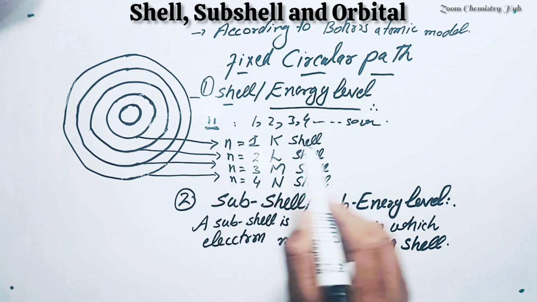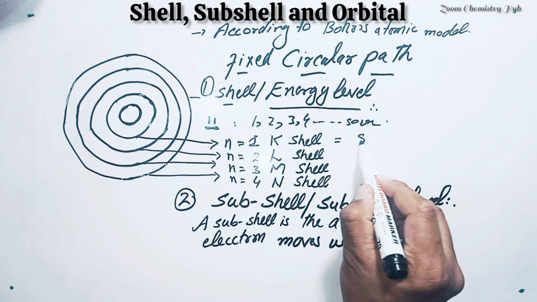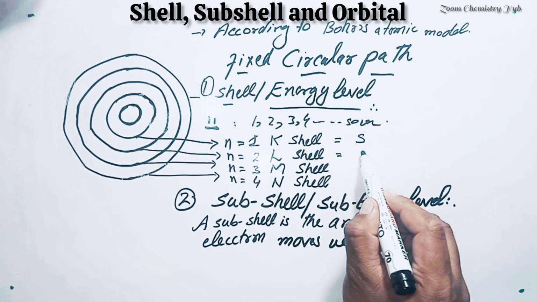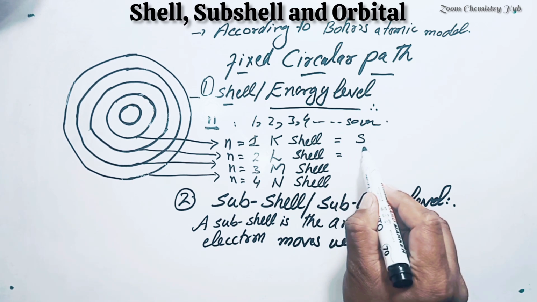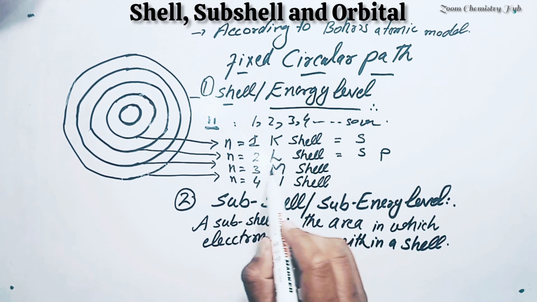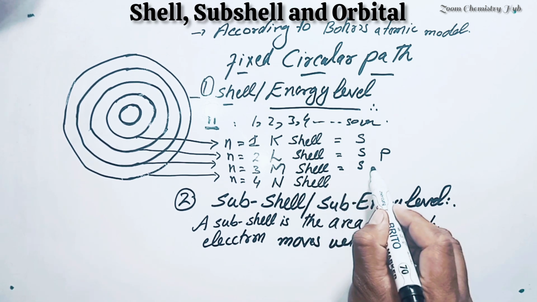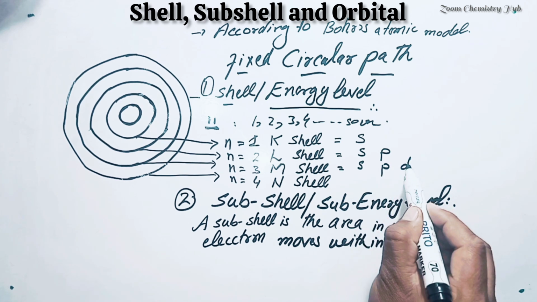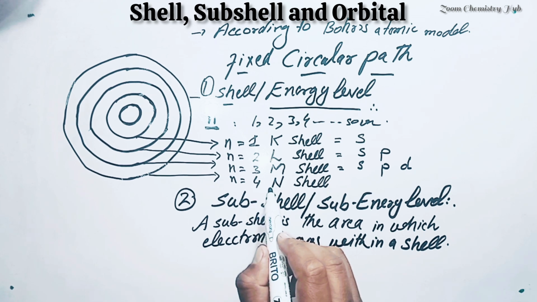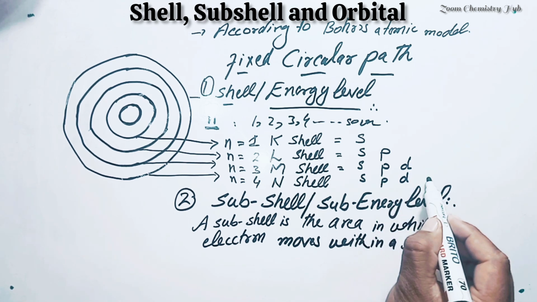When n is equal to 1, it contains only one subshell, that is S. When n is equal to 2, it contains two subshells, that is S and P. When n is equal to 3, it contains three subshells, that is S, P and D. And when n is equal to 4, it contains four subshells, that is S, P, D and F.